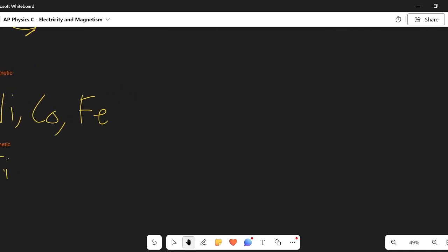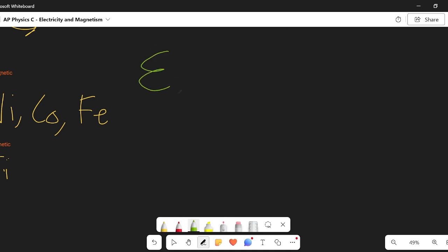So now let's talk about our first new variable, because we are getting into the magnetism aspect of AP Physics C, Electricity and Magnetism. We've already covered all the electricity. So now, just like for electricity, we had a variable that looked something like so. We had E naught.